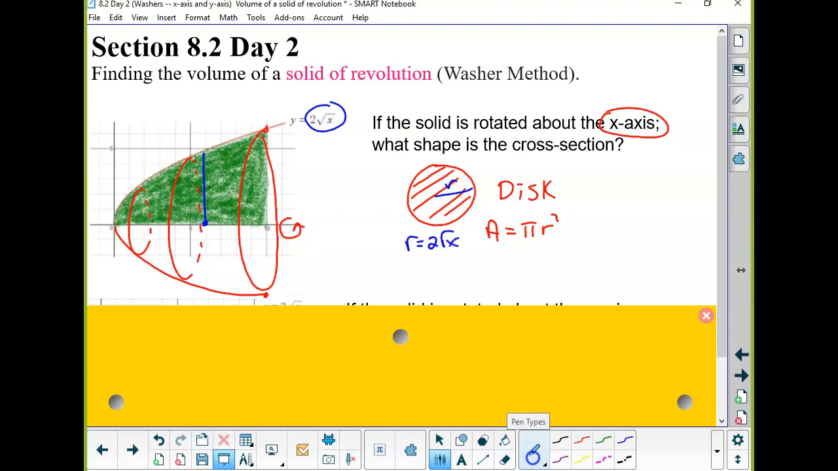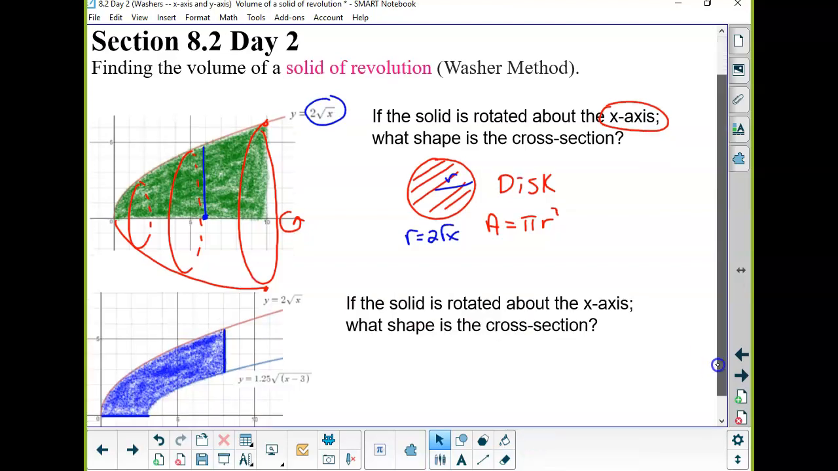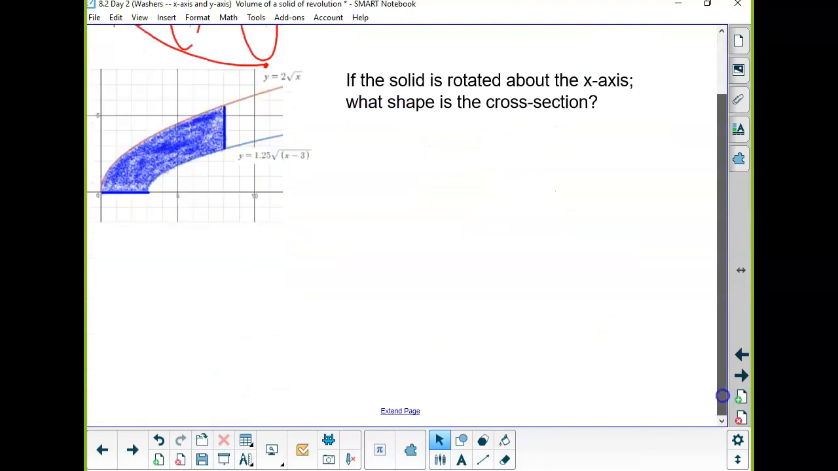That's what we just finished with. But what if my graph now looks like this?